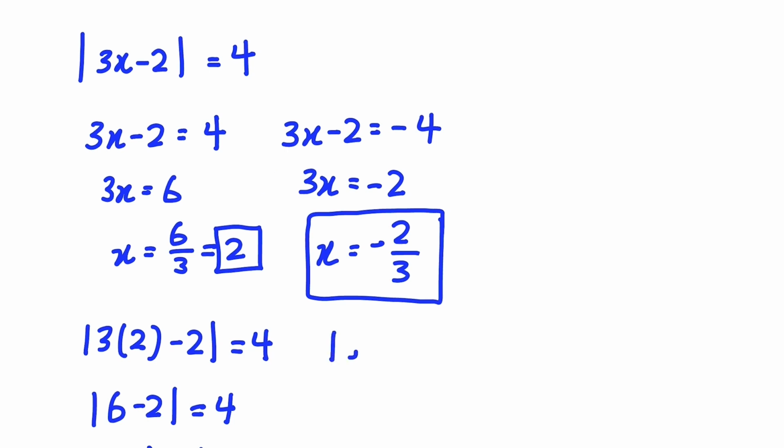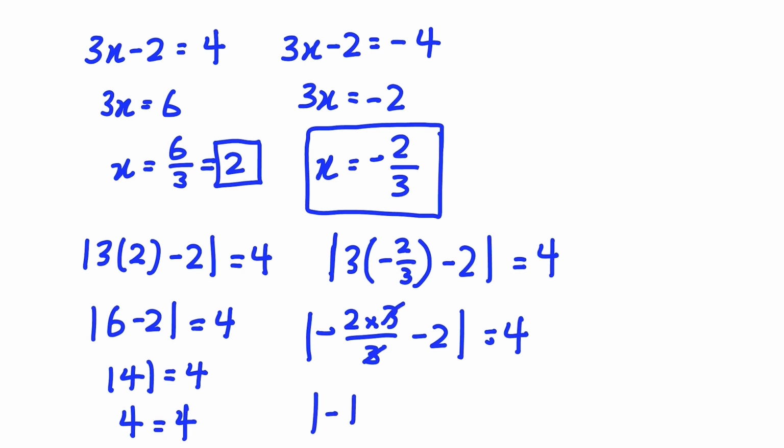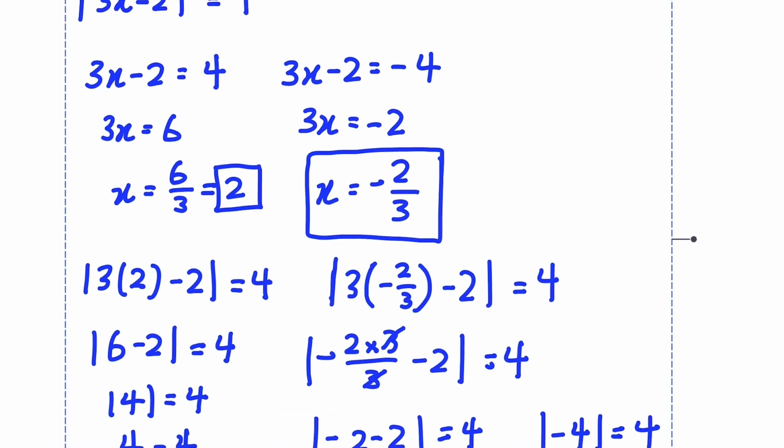And let's make sure for the second value, 3 times negative 2 over 3, minus 2 equal 4. So we'll do 3 times negative 2 over 3 minus 2 equal 4. So here the 3 will cancel the 3, so it will be negative 2 minus 2 equal modulus of negative 4 equal 4, which is indeed correct. So we ensured that both values of x are correct. Now let's do a more complex example.